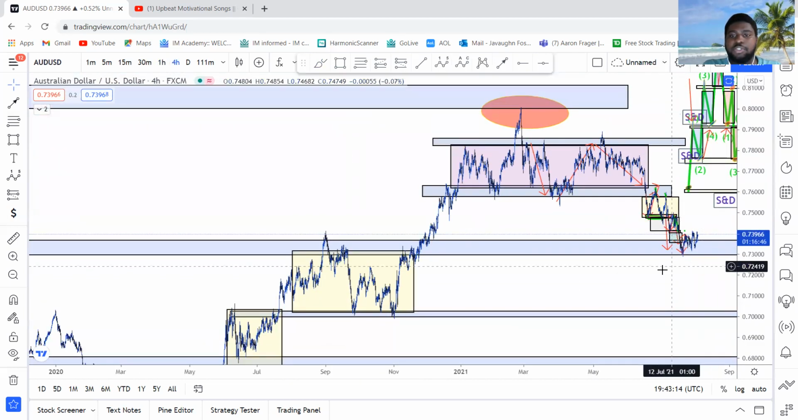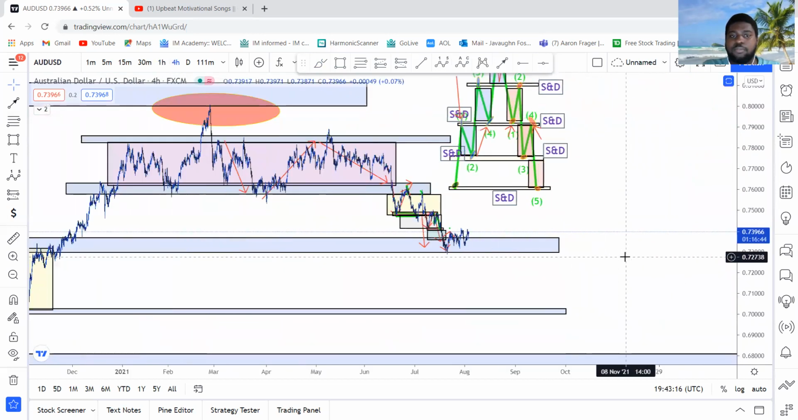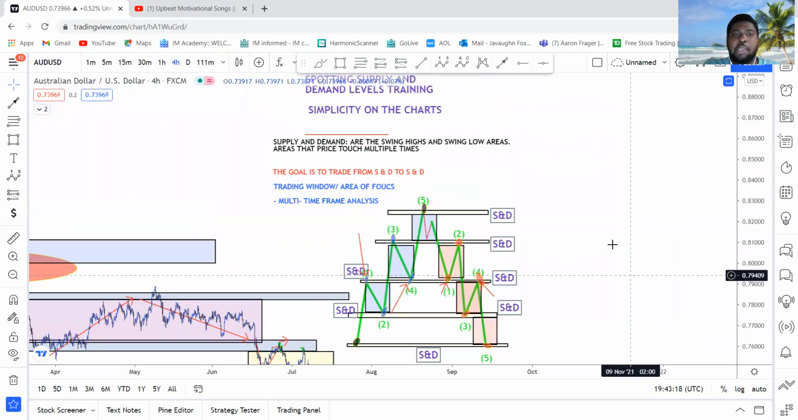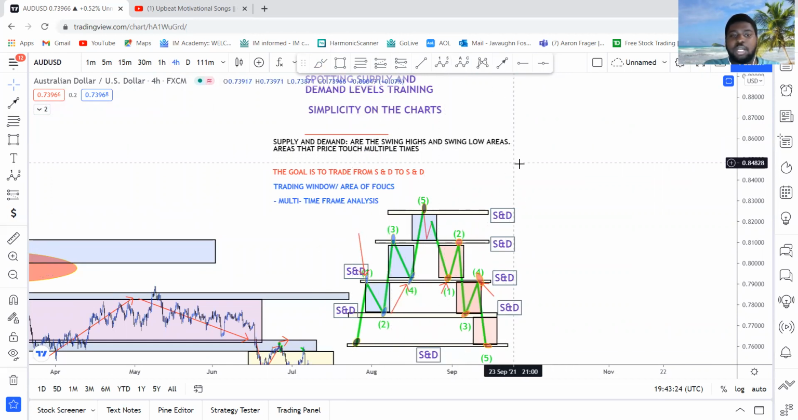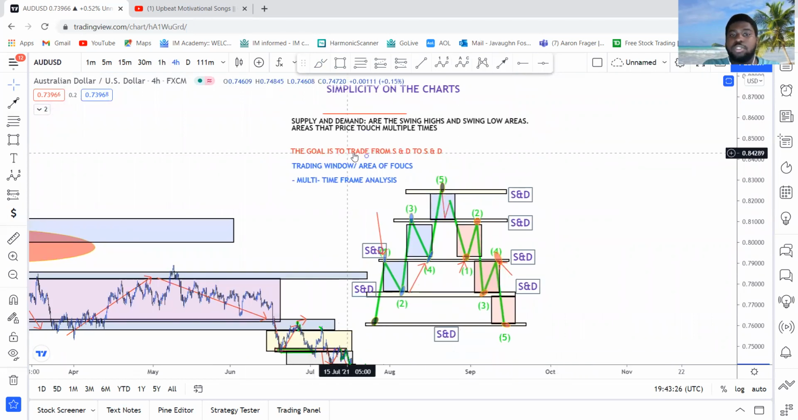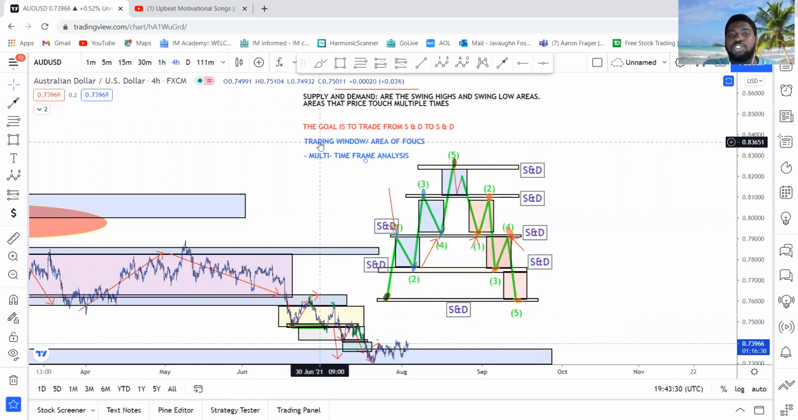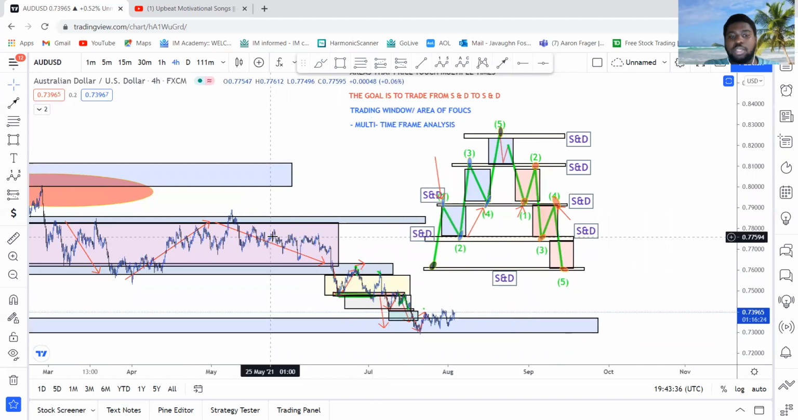I hope you guys learned something. Today we reviewed supply and demand, which are the swing high and swing low areas that price touches multiple times. The goal is to trade from supply and demand to supply and demand. We trade understanding our trading window and area of focus. This is our area of focus, these areas, and multi-time frame analysis.